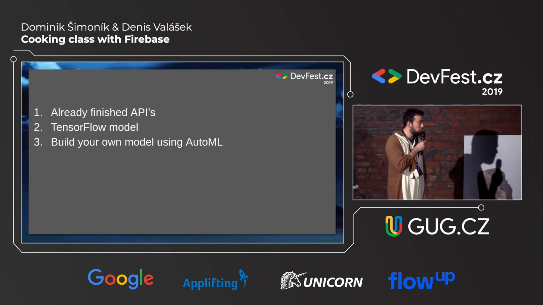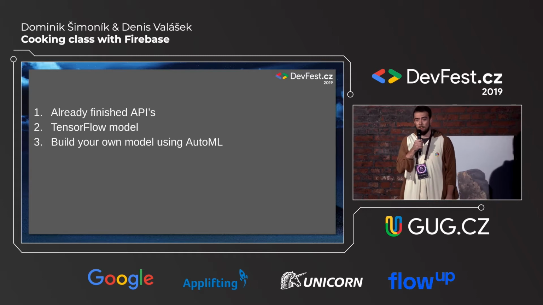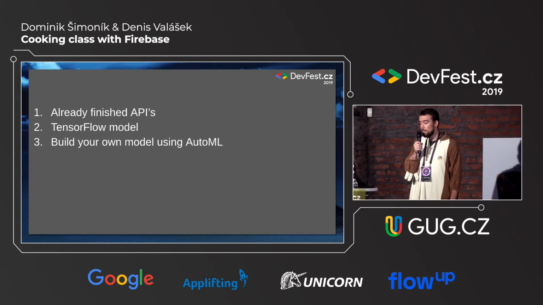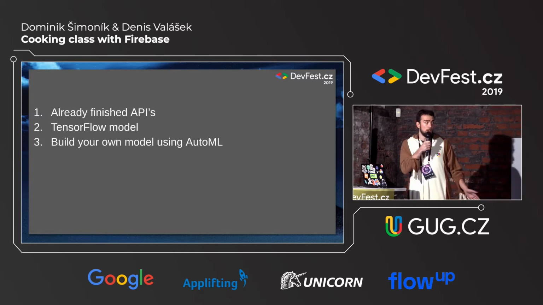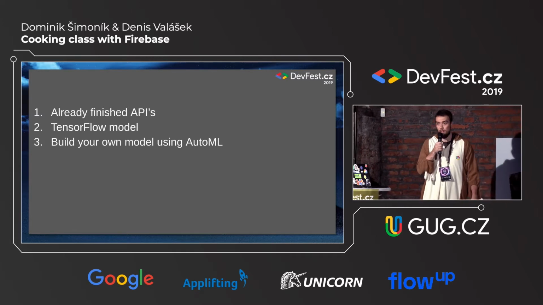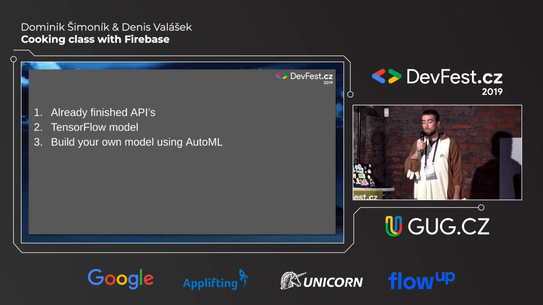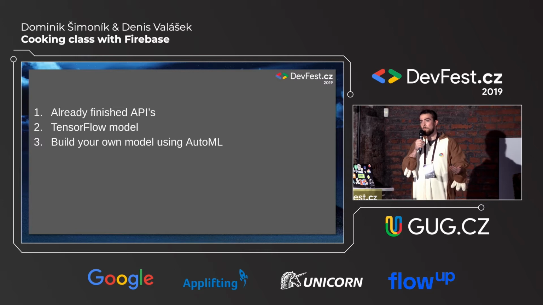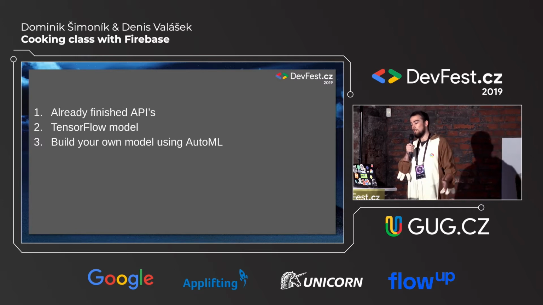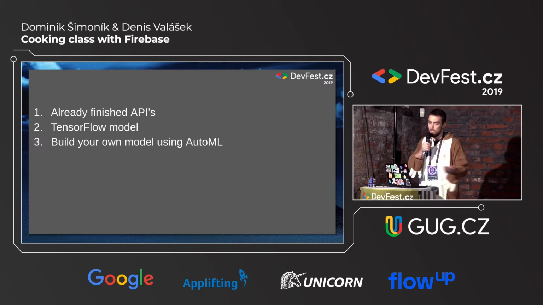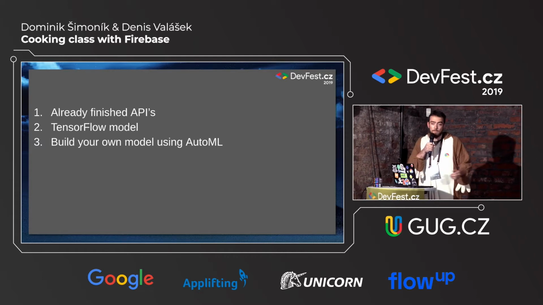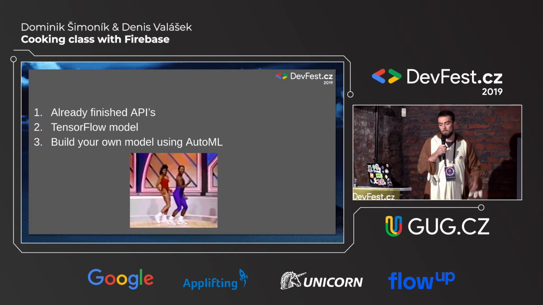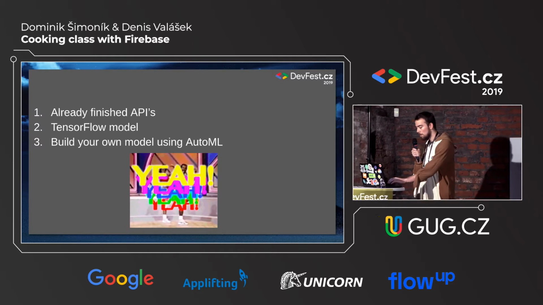As I said, ML Kit has ready-made APIs. You can serve your own TensorFlow model here, and you can build your own model using AutoML. That's a new feature in Firebase. You just upload the photos there. The processing power will teach the model how it looks. And yeah, you're just using it. We're going to use the last one because it's the coolest one.